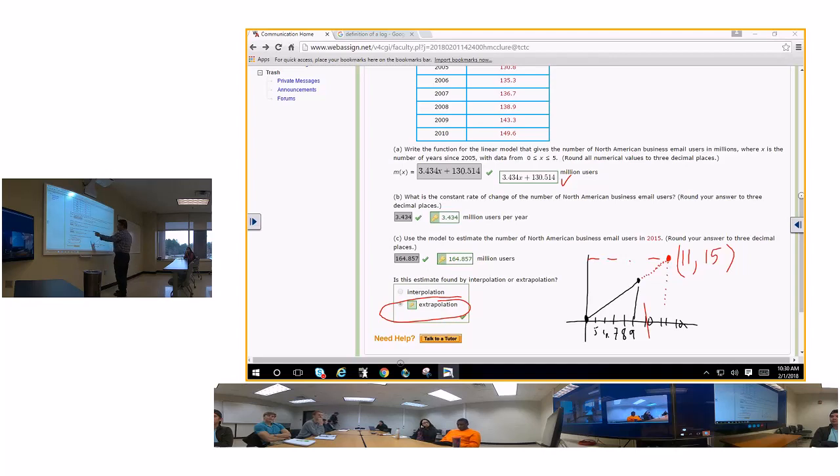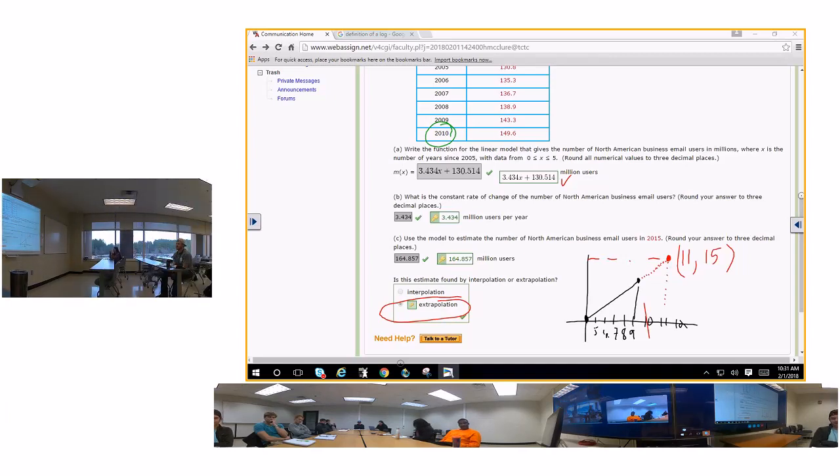The number of North American business emails in 2015 is what? Okay, how long is 2015 from 2000? 15. So what are you going to do with that 15? I'll plug it in for X, crank out a number, and that's your prediction. So you used extrapolation because what does this only go to? So your last point is at 10. They're asking you to predict at 15.